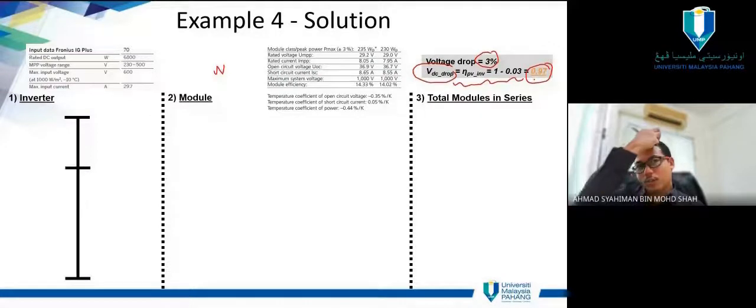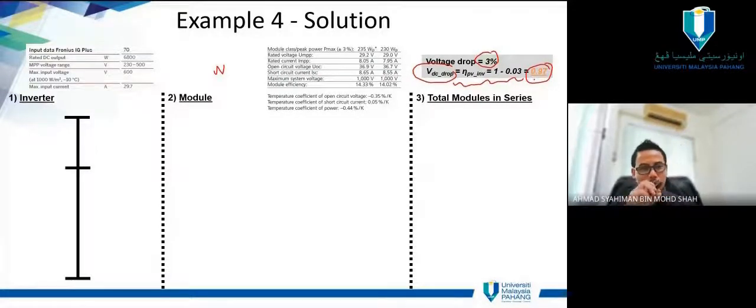Okay. Mula-mula kita buat batang. Kita buat macam line. Okay, we do this kind of line. Okay. Lepas tu kena buat apa?